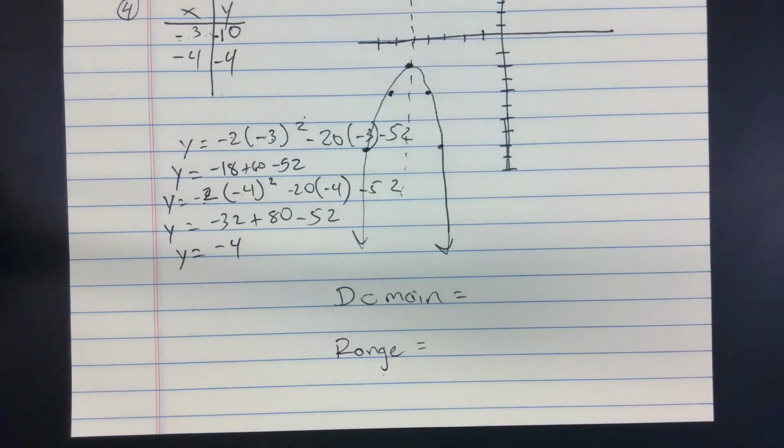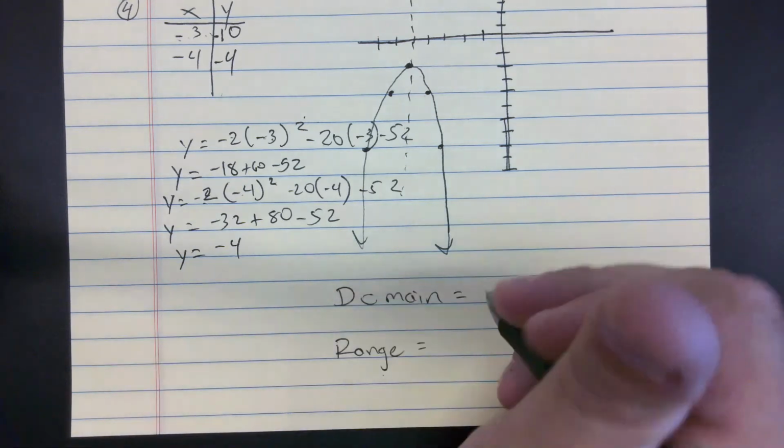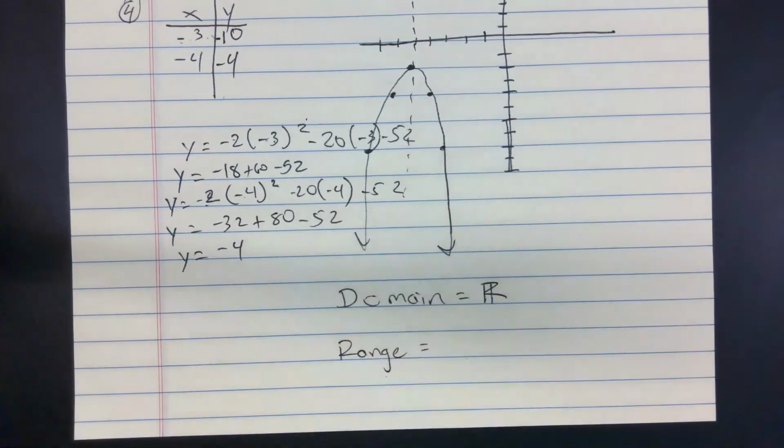The really cool thing about these is that the domain is always the same. The domain is always all real numbers. It's always all real numbers, Daxton. That's how you write all real numbers.